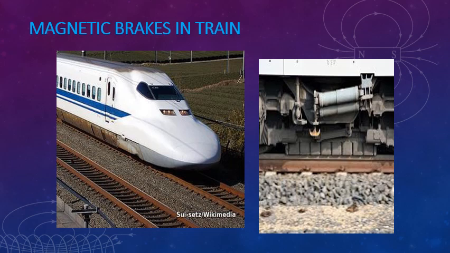When the electromagnets are activated, eddy currents are set up in the drum, which oppose the motion of the train. As the speed is reduced, eddy currents are also reduced, and the braking action becomes smooth.